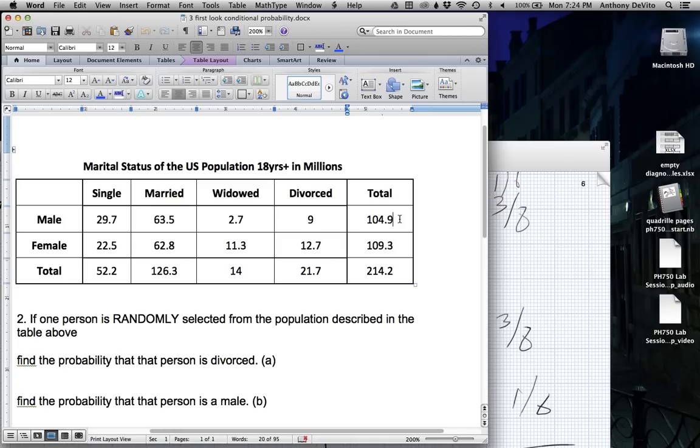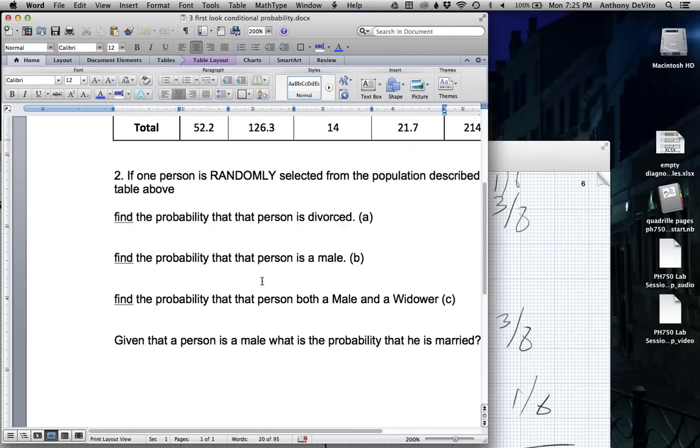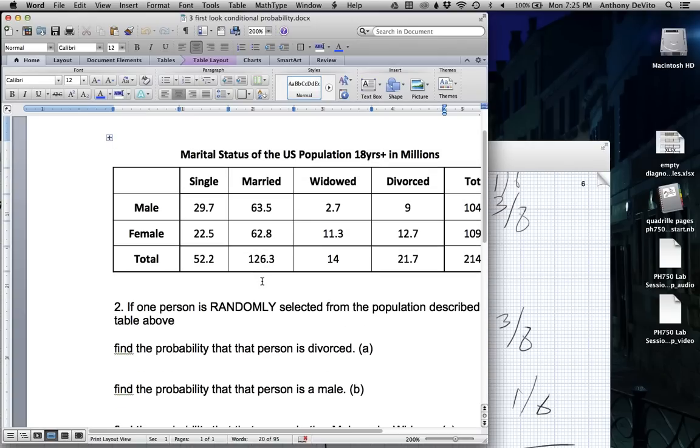What if I had said, what's the probability of being widowed if you're a female? What would that be? 11.3 over 109. In other words, the first condition to be satisfied restricts us to 109 million people, and 11.3 million of them are widowed. 11.3 over 109. Okay, is everybody comfortable with that? That's really what conditional probability is. Conditional probability is that simple a concept.